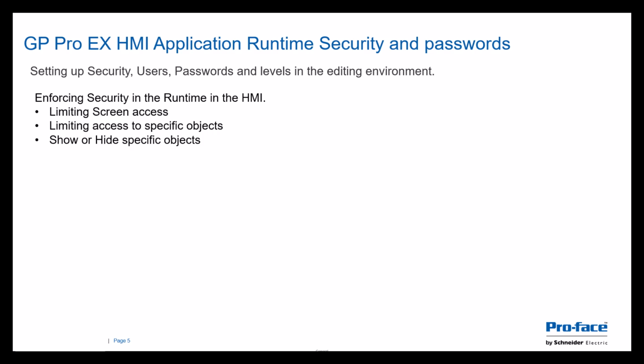Okay, so getting into the overview. Enforcing security in the runtime and the HMI, we can do it in basically three different ways. We can limit screen access, we can limit access to specific objects, and then we can show or hide specific objects based on security level.